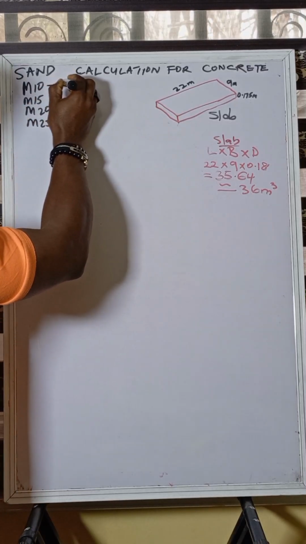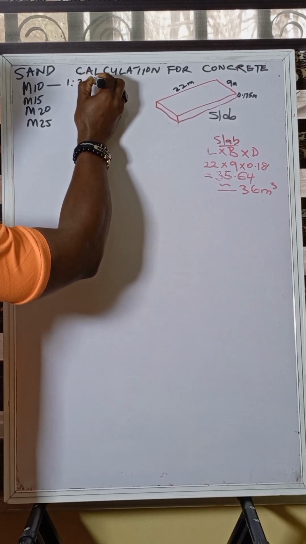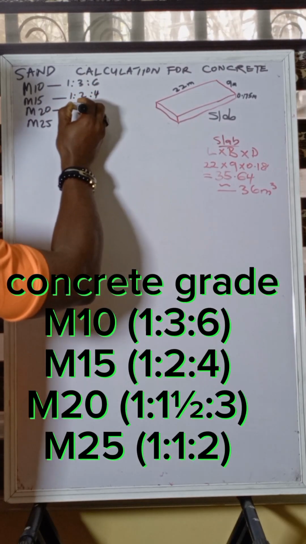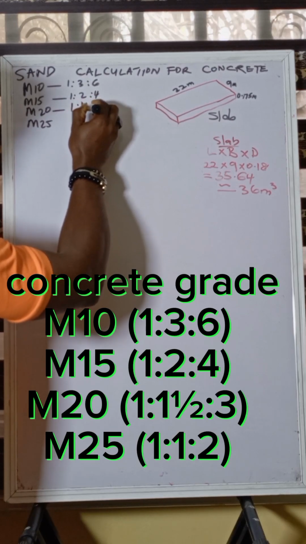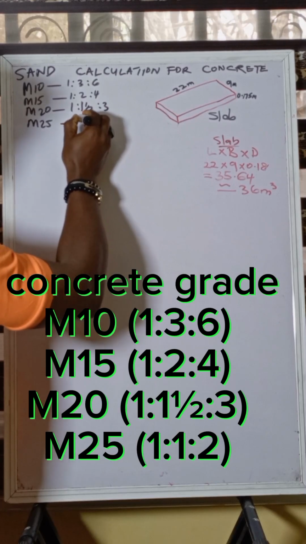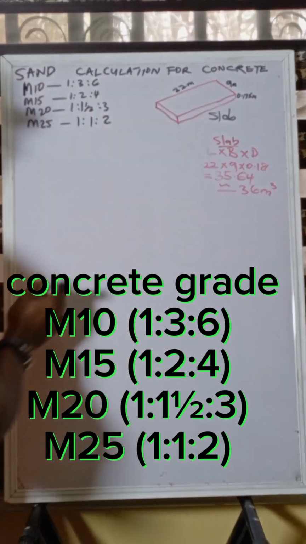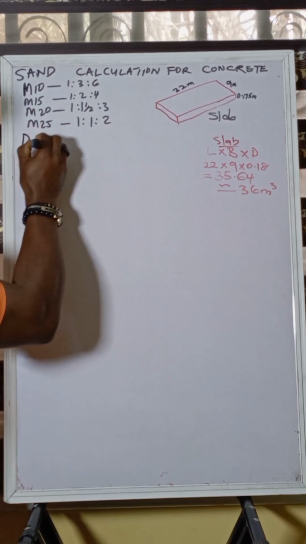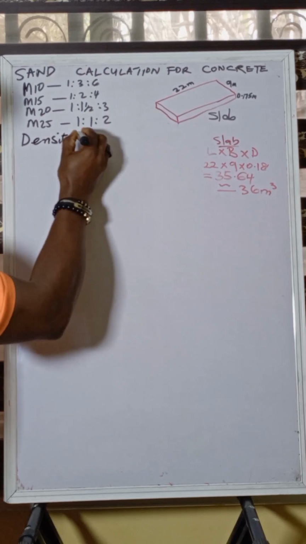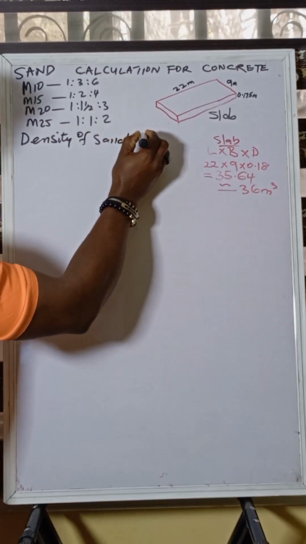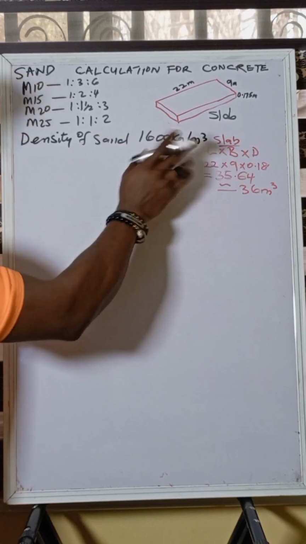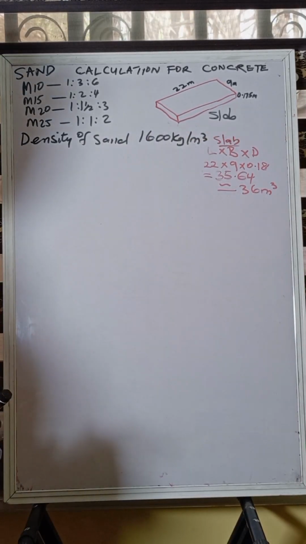The mix ratios are 1:3:6, 1:2:4, 1:1.5:3 and 1:1:2. So let's establish the density of sand, which is 1,600 kg per cubic meter. So these are the density of sand.